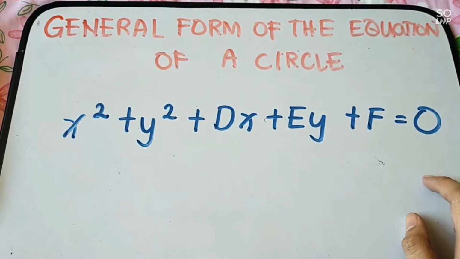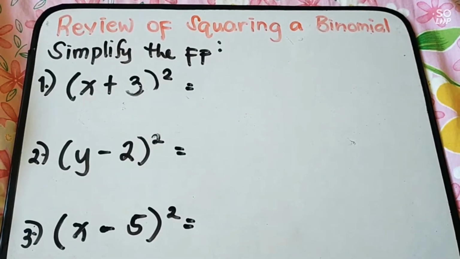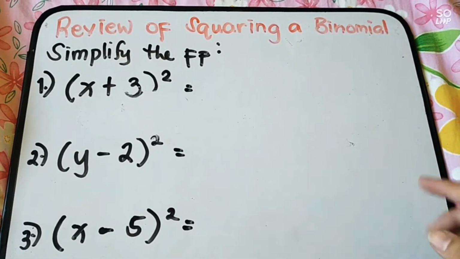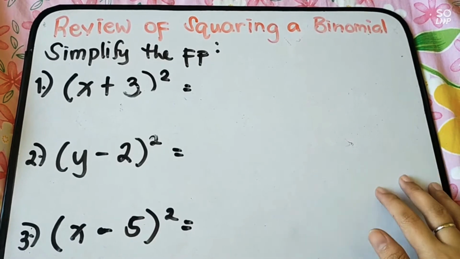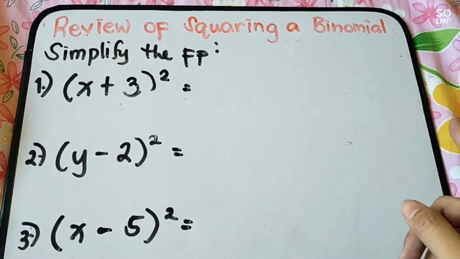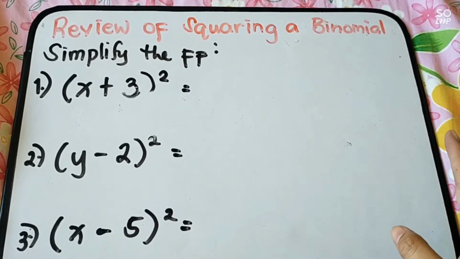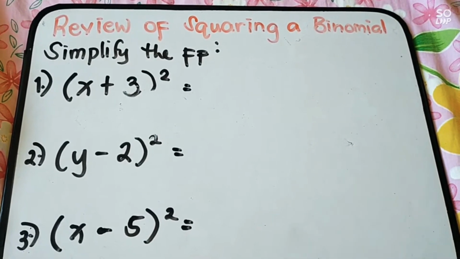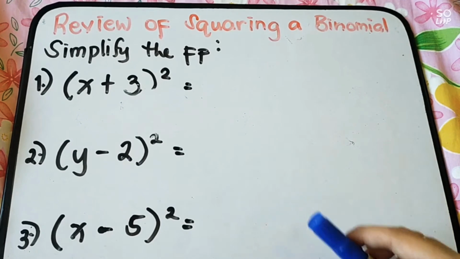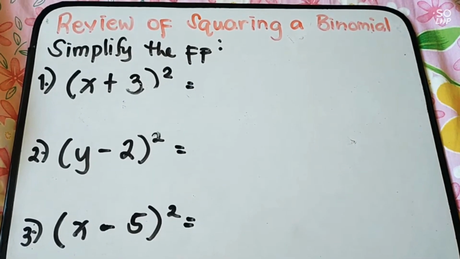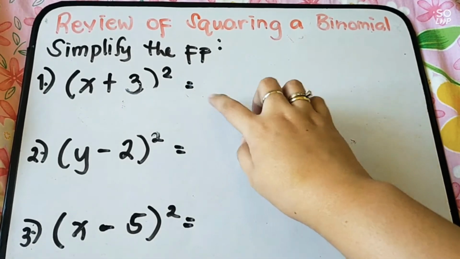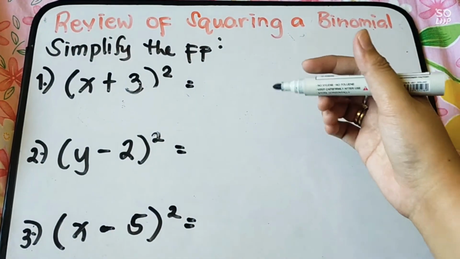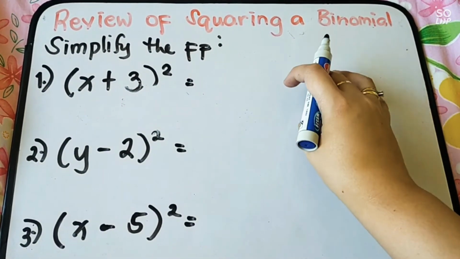Is it clear? Let's have a review first about squaring of a binomial. So, bakit natin to kailangan reviewin? Para mas madali nyo masagutan yung general form ng ating equation. Okay? So, ito yung i-apply natin. So, simplify the following. We have the given for the first example, the square of x plus 3. So, meaning, meron tayong two ways eh. Pwedeng FOIL method or yung shortcut na siya.